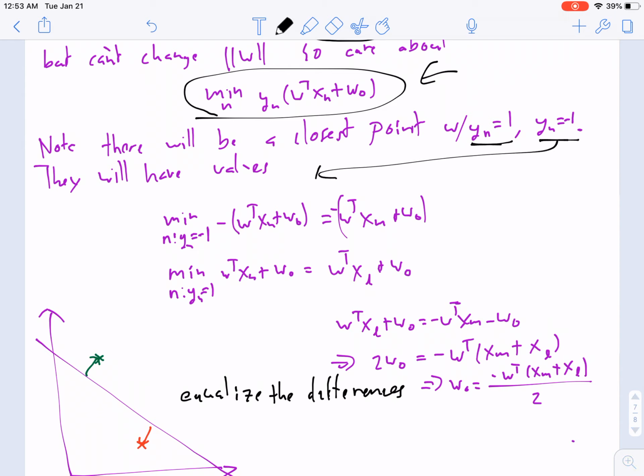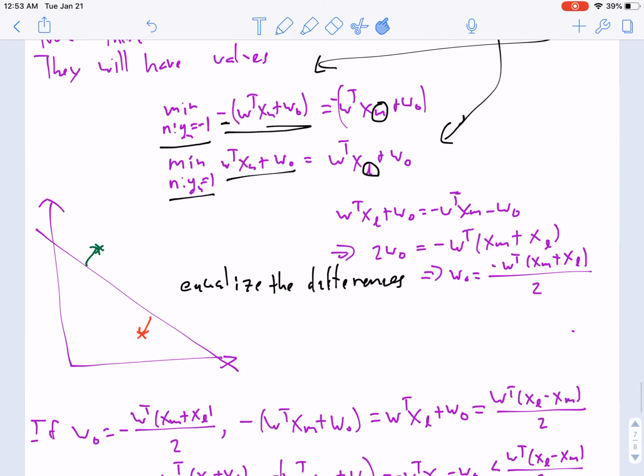For yn equals -1, we take the minimum over all n such that yn equals -1 of the objective function. Here I just replaced yn with -1 because we know it to be -1. I'm going to use m to indicate the index of the point that is closest on that side. Then for yn equals 1, we can just drop the leading yn because we know it's equal to 1. So we take the minimum over all n such that yn is equal to 1 of the objective function, and I'll use L to indicate the point that's closest on that side.